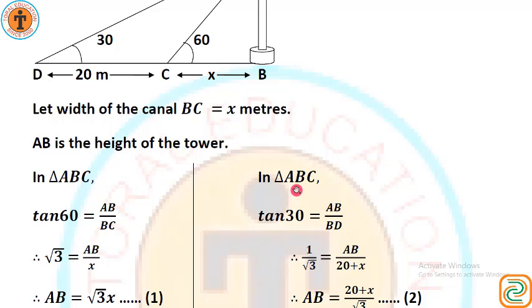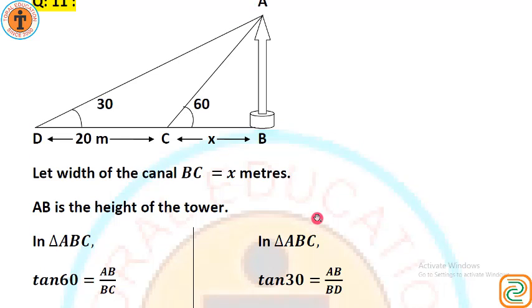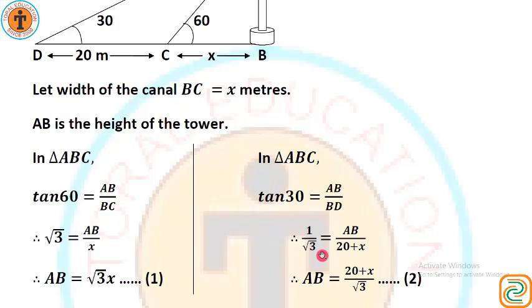Another triangle, ABD, not ABC but ABD: tan 30 equals AB upon BD. So 1 upon root 3 equals AB upon 20 plus x, because BD equals 20 plus x in total.